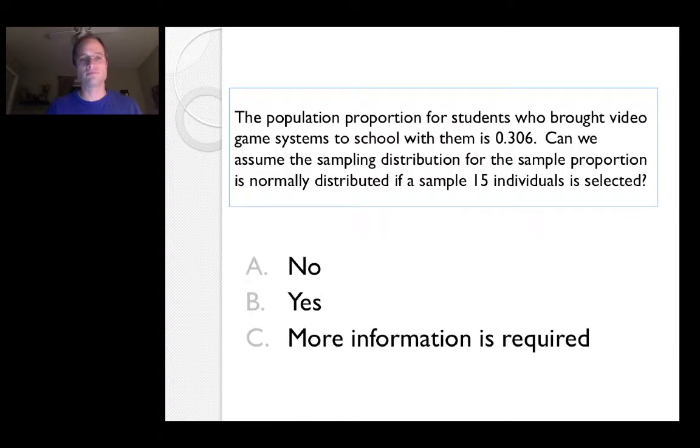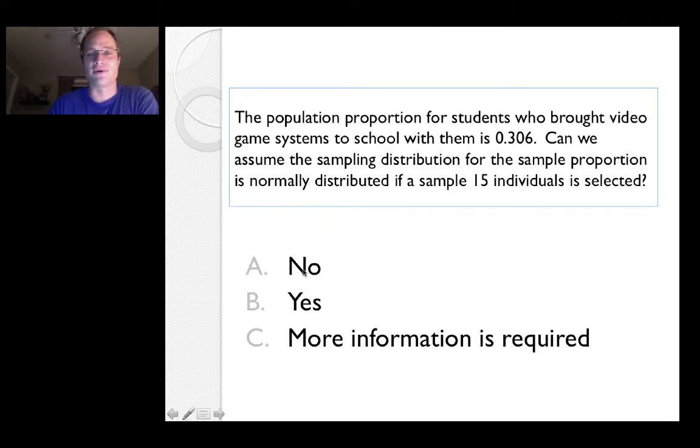we can approximate these things as normal. So the population proportion for students who brought video game schools to school with them is 0.306. So this 0.306 is the pi, that's the population proportion. Can we assume the sampling distribution for the sample proportion is normally distributed if a sample of 15 individuals is selected? And the answer here is no.